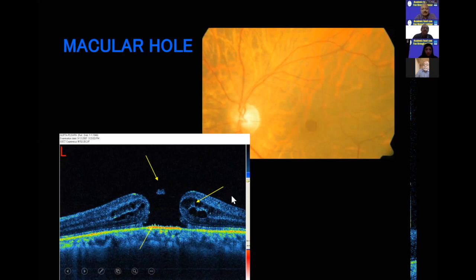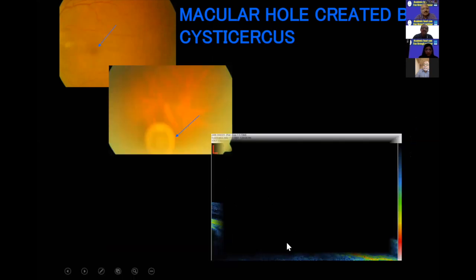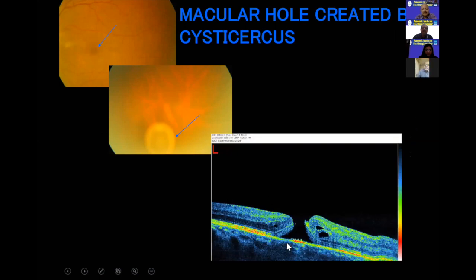Another patient with a macular hole, which is caused by a cysticercus cyst. The appearance is similar with some cystoid changes and full thickness macular hole.